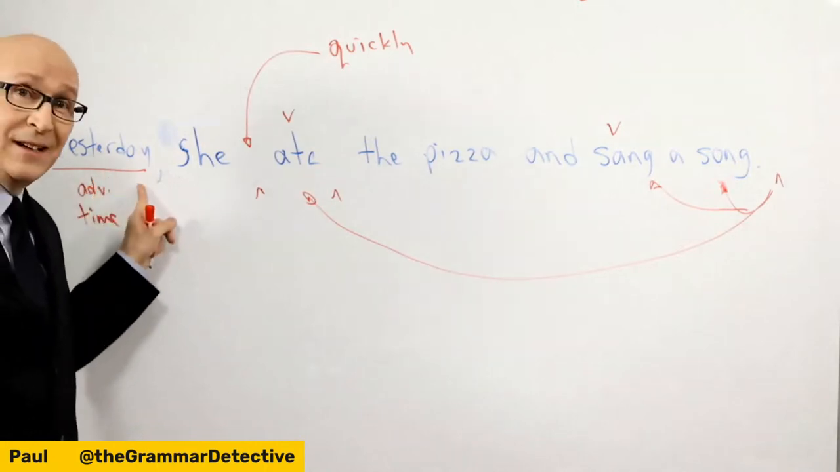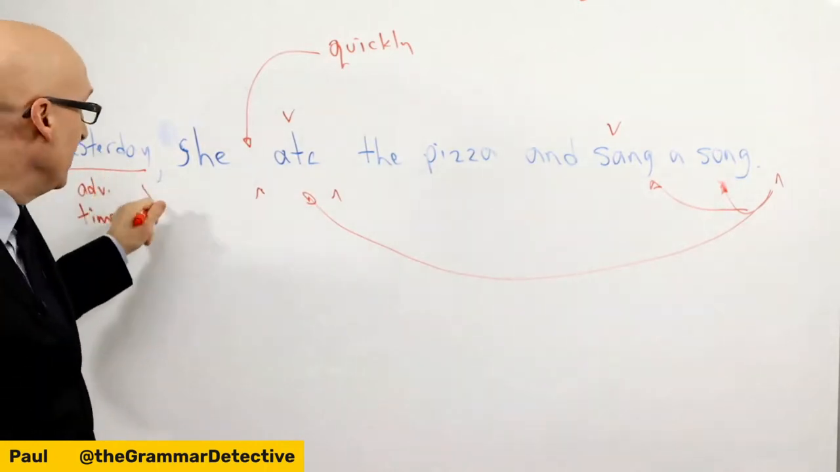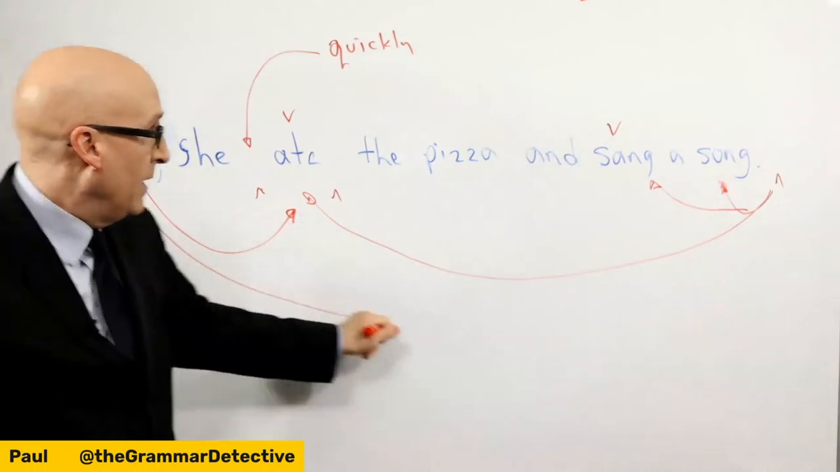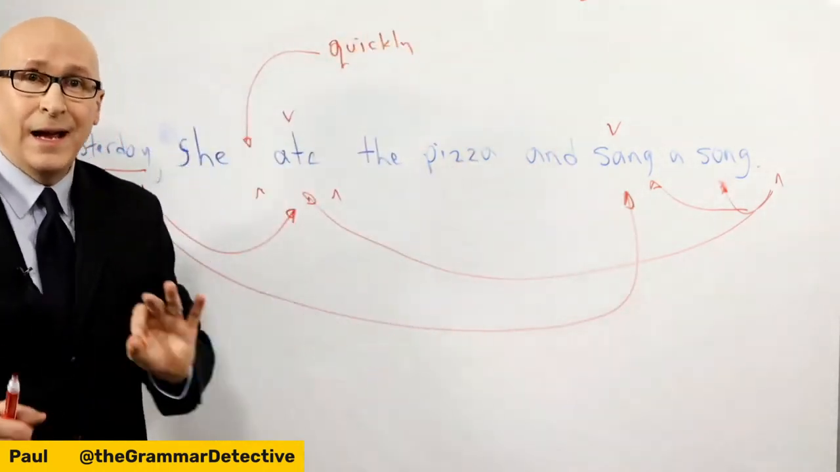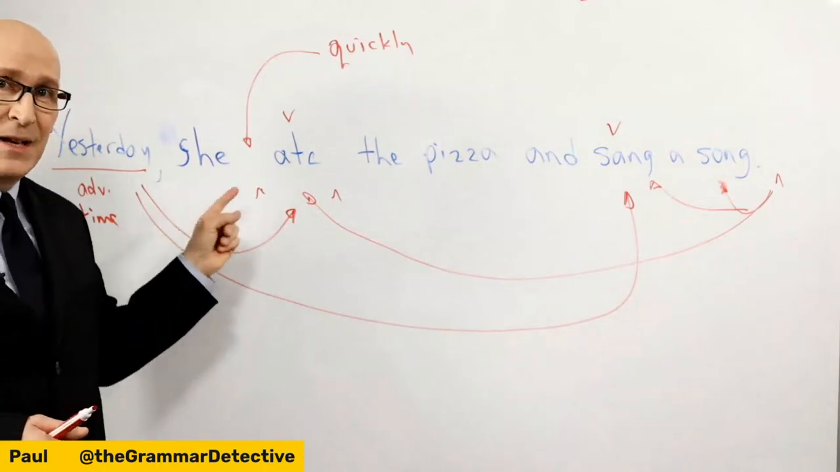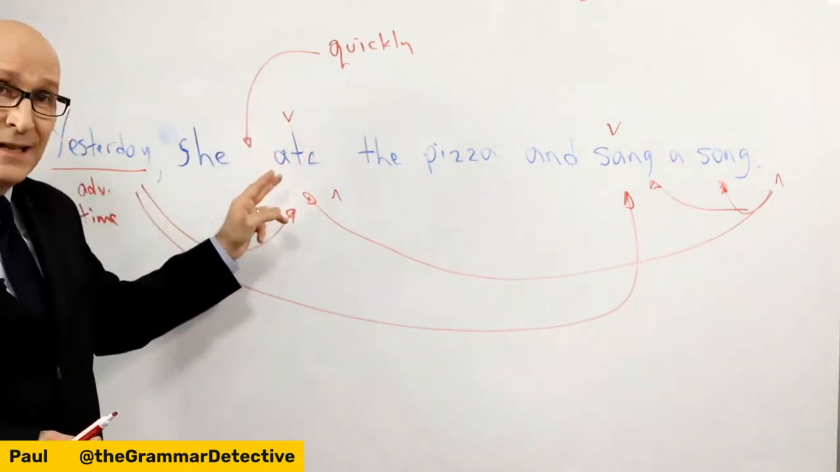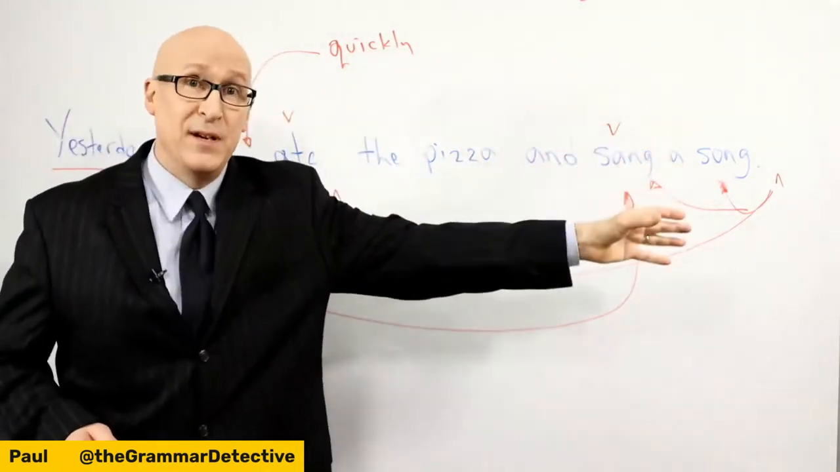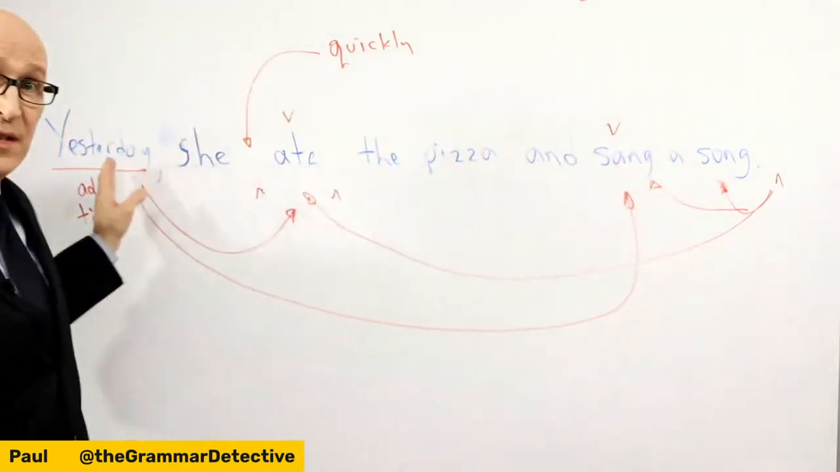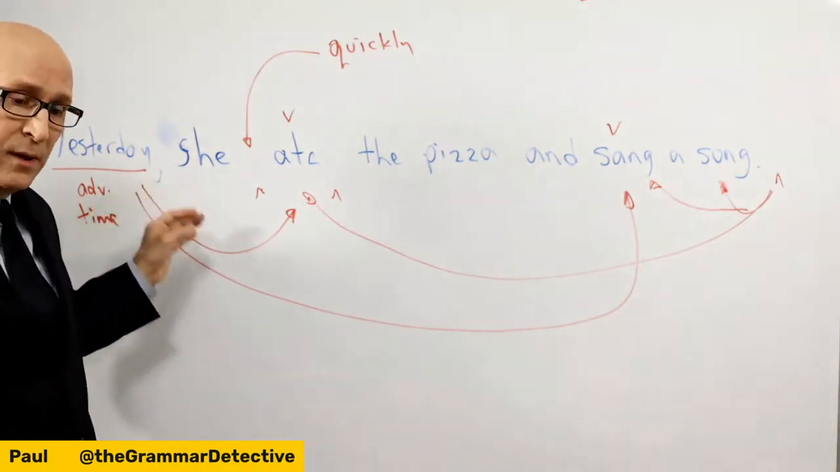But if it's at the beginning, it's going to apply to this verb and that verb. It's going to cover the whole sentence. And that's okay, right? Because quickly applies to eat, but yesterday applies to both actions. Both actions happened yesterday. That's why this is the good position for the time adverb.